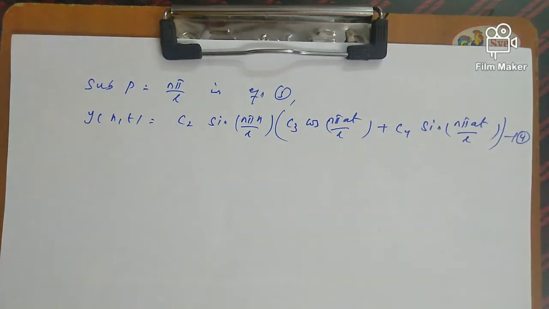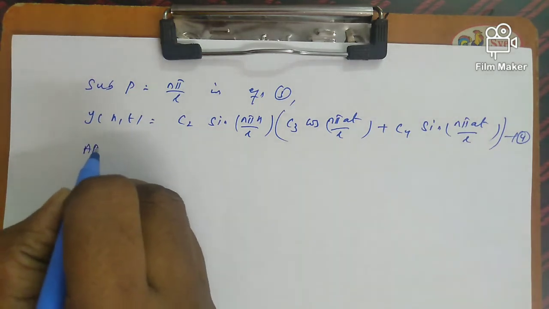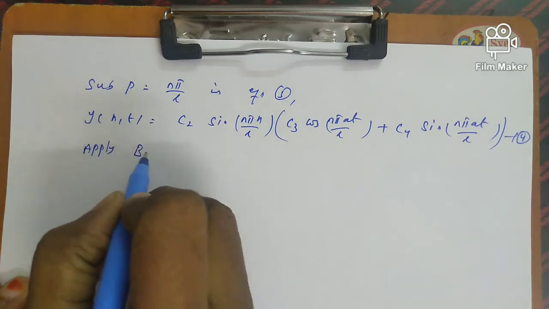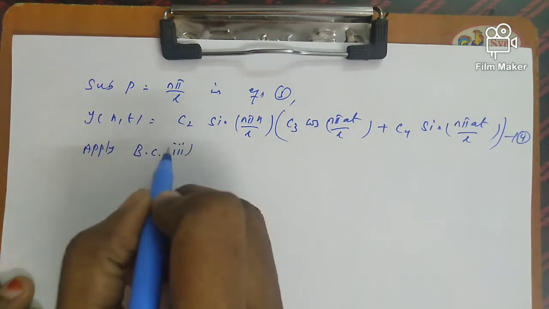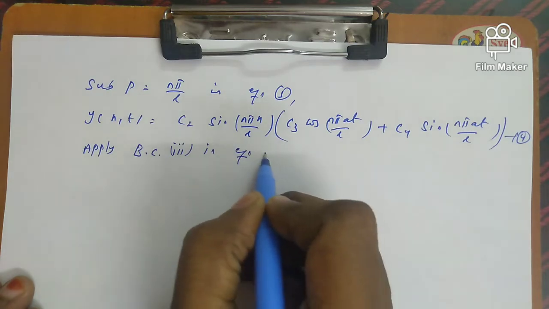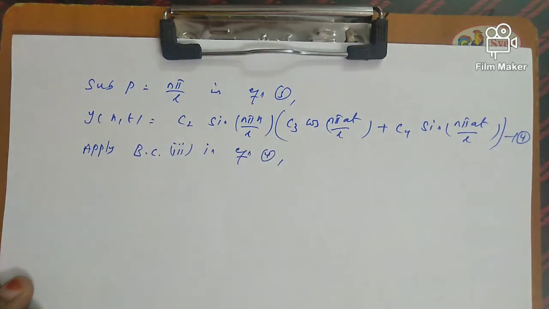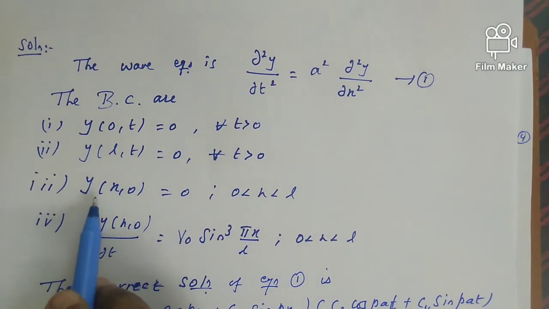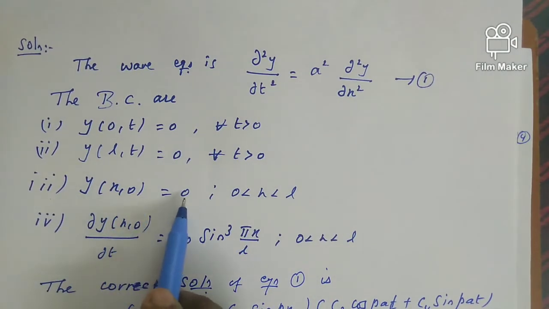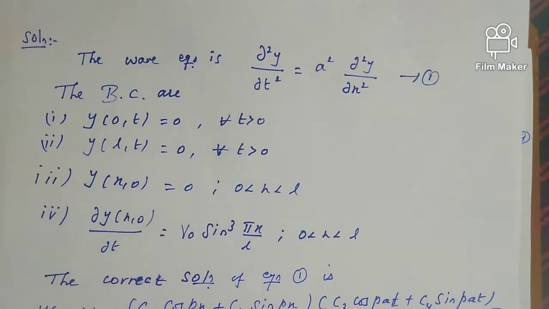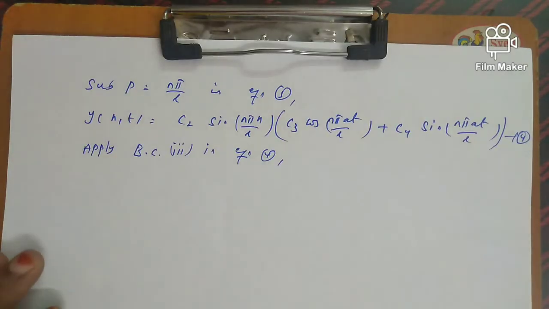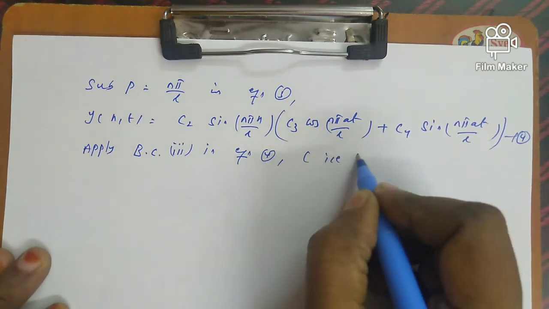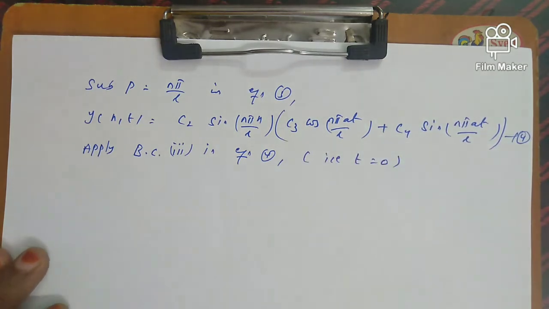So now we have applied our two boundary conditions. What is the next step? Next we are going to apply boundary condition 3 in equation 4. So what is our boundary condition 3? Boundary condition 3 is the displacement function is 0, that is y of x comma 0 equal to 0. That means we have to put t equal to 0 in equation 4.